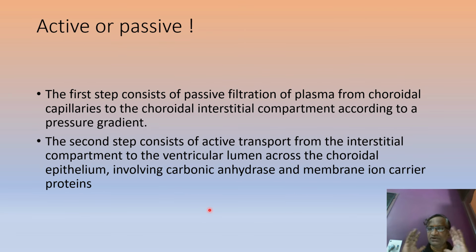Now, how is it secreted? We know that it is secreted by the choroid plexus of the lateral ventricles, partly by the third and fourth ventricles, and partly from the brain interstitial fluid. How does it get secreted? Active and passive, both are there. The first step is a simple passive filtration of the plasma. The second step is active transport from the interstitial compartment to the ventricular lumen across the choroidal epithelium. This involves carbonic anhydrase and membrane ion carrier proteins. It is not a simple passive ultrafiltrate of the plasma. It is also secreted by active transport mechanisms.